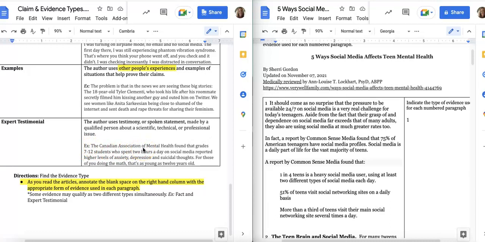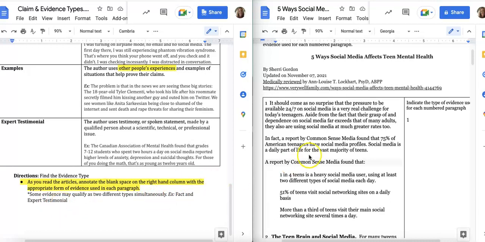oftentimes the author's credentials. Okay? So, as you read the articles, you're going to be annotating the blank space in the right-hand column over here with the appropriate form of evidence used in each paragraph. Okay, sometimes evidence can qualify as 2 types simultaneously, like fact and expert testimonial sometimes will be combined.